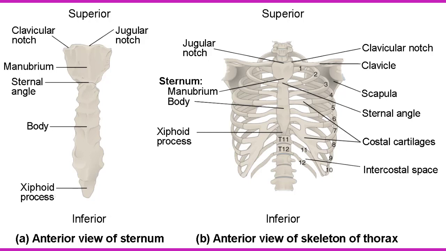The clavicular notch is the shallow depression located on either side of the superior lateral margins of the manubrium. This is the site of the sternoclavicular joint between the sternum and clavicle. The first ribs also attach to the manubrium. The elongated central portion of the sternum is the body.